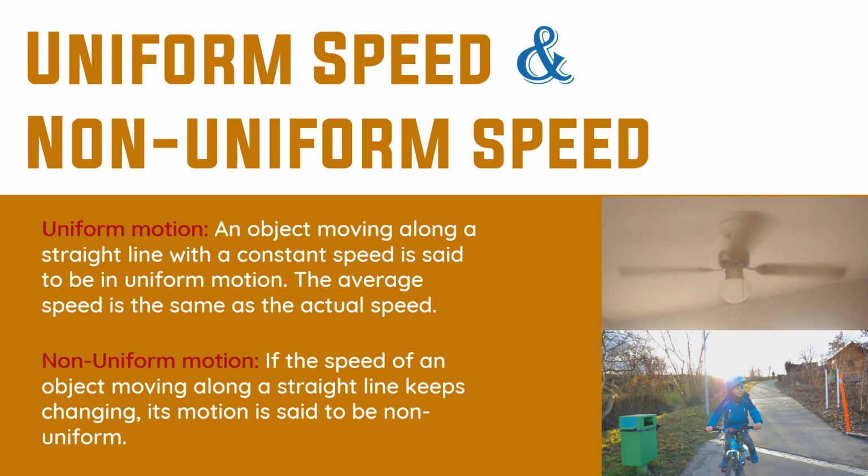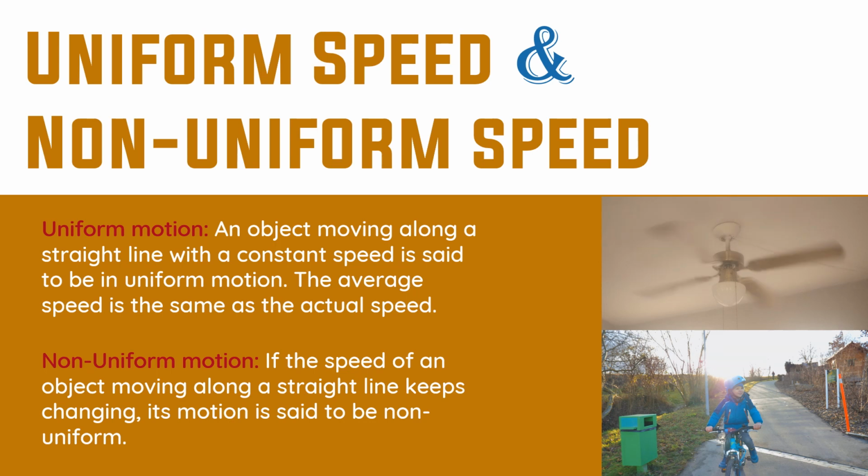Uniform speed and non-uniform speed. What is a uniform in your school? A uniform is a type of clothing worn by members of any organization, whether a school or college or anything. That is the uniform. And here, uniform speed and non-uniform speed. What is the meaning of uniform? Uniform means having always the same form or same manner. That is called uniform. So first we will see one video.